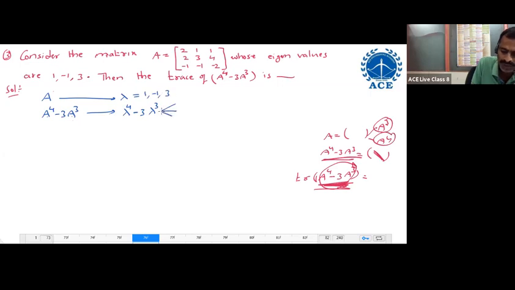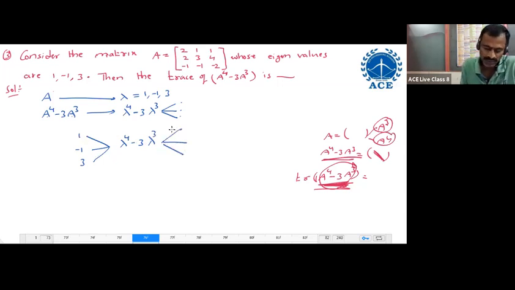Now similarly for this also we write the particular eigenvalues. 1, minus 1, 3 are the eigenvalues of matrix A. Then we write the eigenvalues of this matrix: lambda power 4 minus 3 lambda cube. Substitute each value in this. First, lambda equal to 1: 1 power 4 minus 3 into 1 power 3 equal to 1 minus 3, minus 2. It is one of the eigenvalues of this matrix.